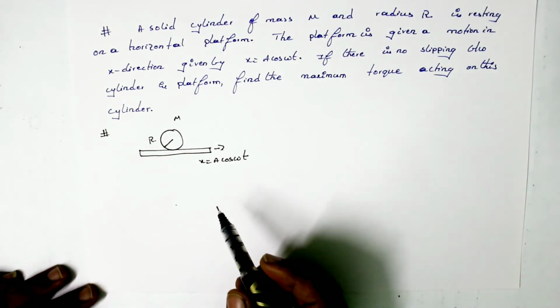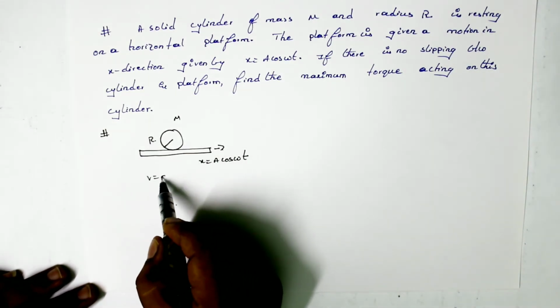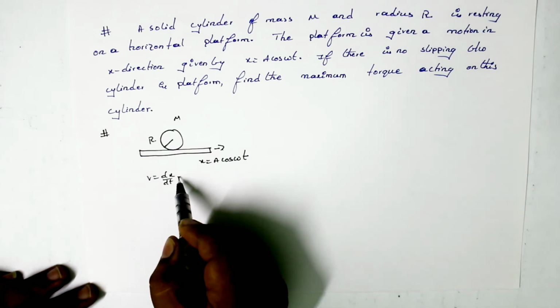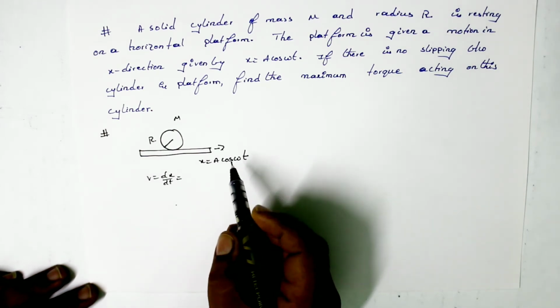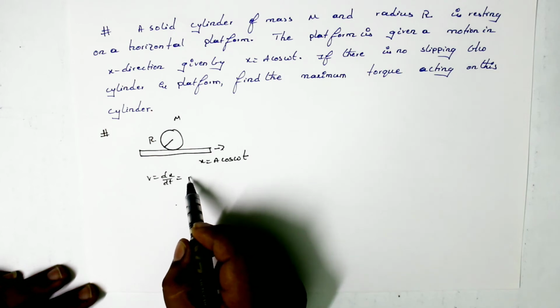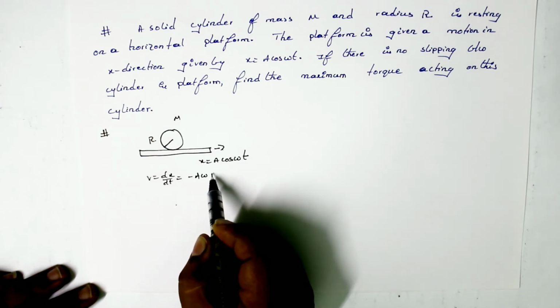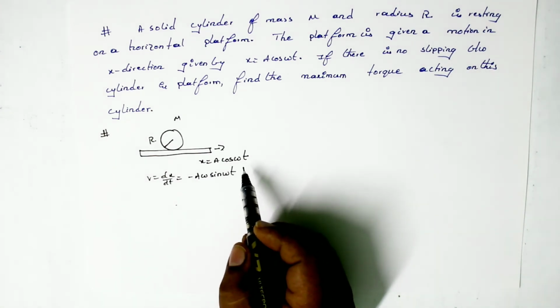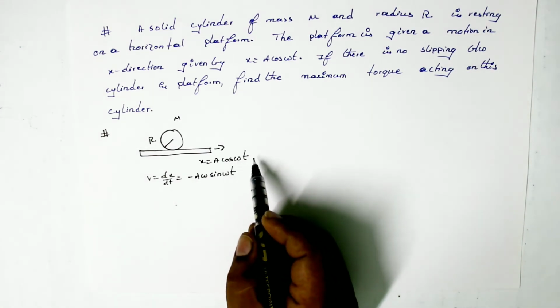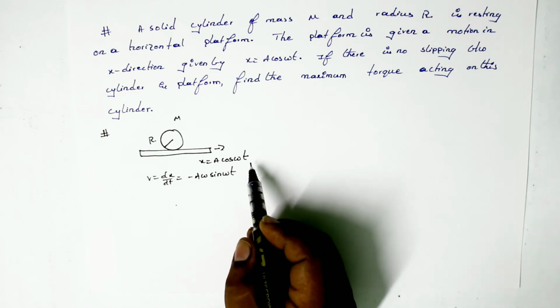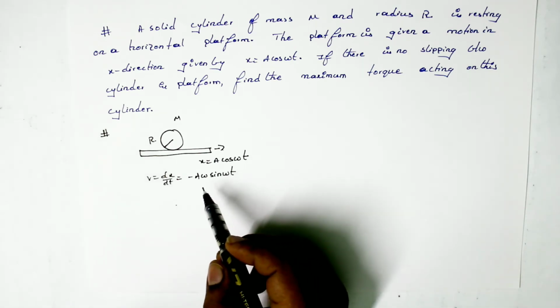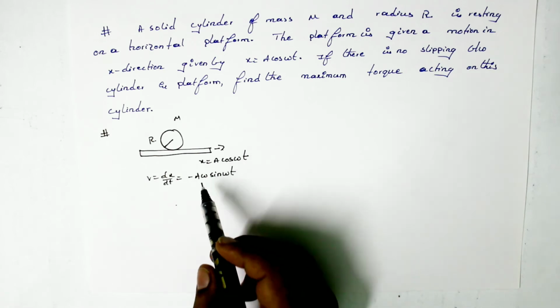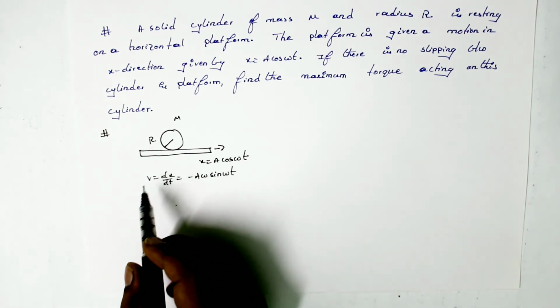Therefore, if I write the equation for velocity, I can write v is equals to dx by dt, is equals to differentiation of this equation, which will give minus a omega sine omega t, because differentiation of cos theta is minus sine theta, and omega t also I have to differentiate with respect to time, then I will get omega. So the total equation is minus a omega sine omega t.